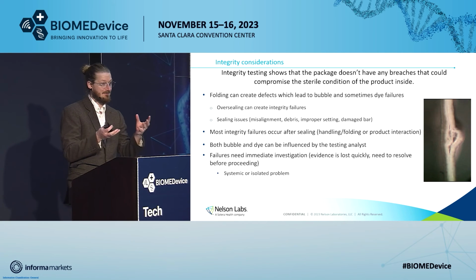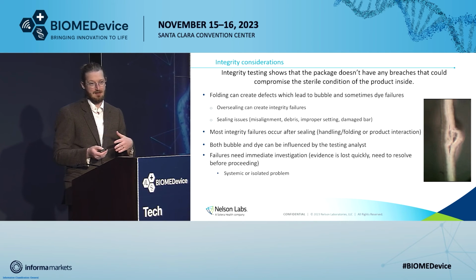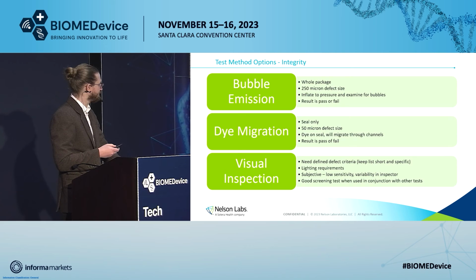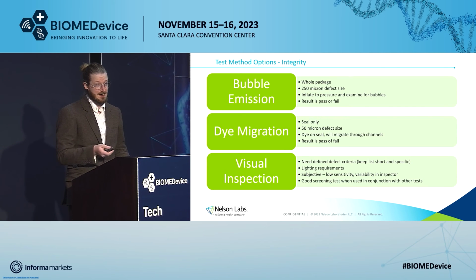and then whatever dye is left over will inevitably migrate across the seal so that failure can be obscured and not be able to see it anymore. So the big difference is bubble testing tests the whole package. Dye migration only tests the seal.